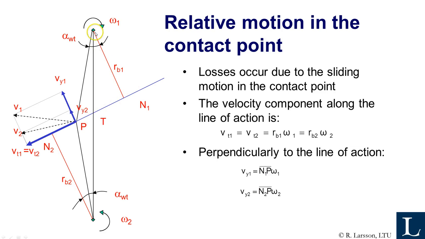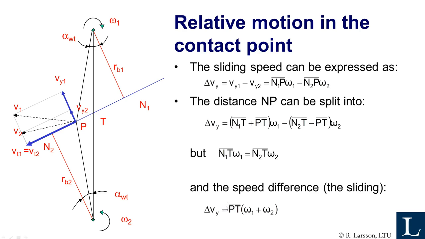This radius multiplied by that rotational speed gives you the velocity component for wheel 1, and the same thing, this distance n2p multiplied by the rotational speed of wheel 2 must be the transversal speed of wheel 2. So then you have the two velocities. Okay, let's move on. So the difference in speed, that's the sliding speed, is simply the difference, and then we need to know the distance np here for both cases.